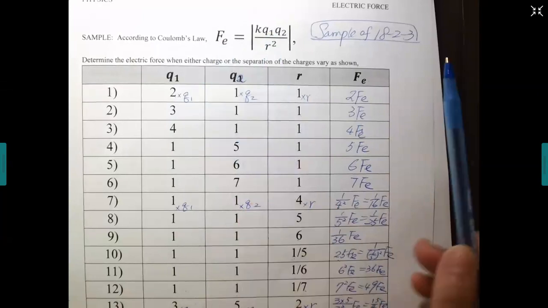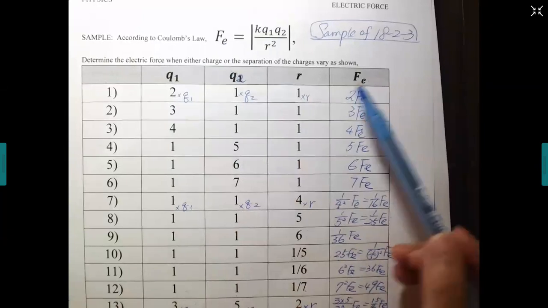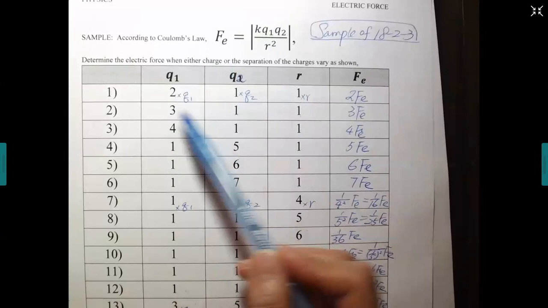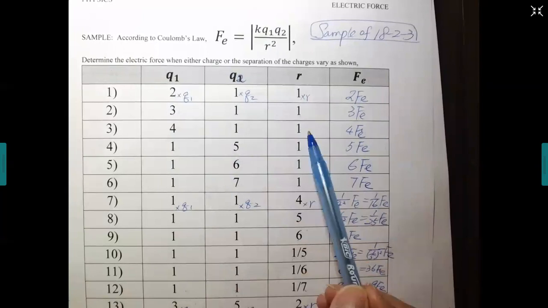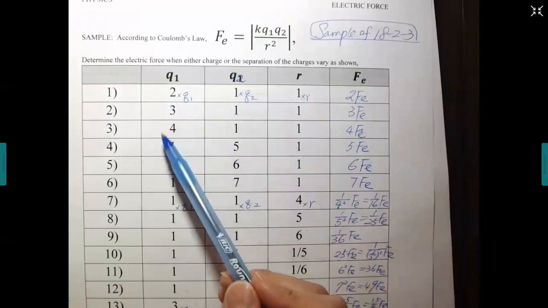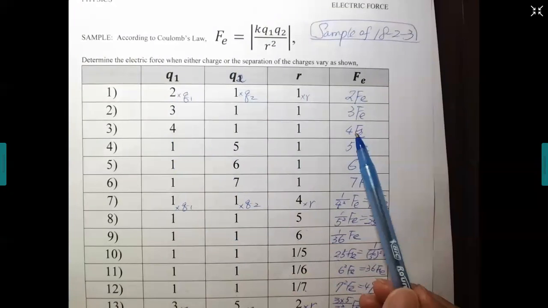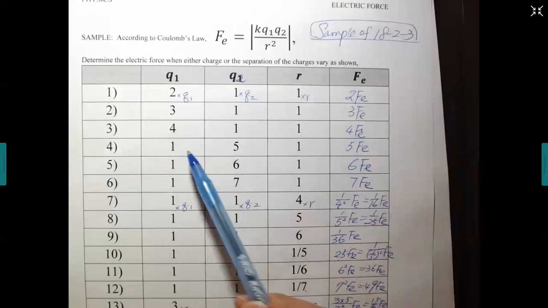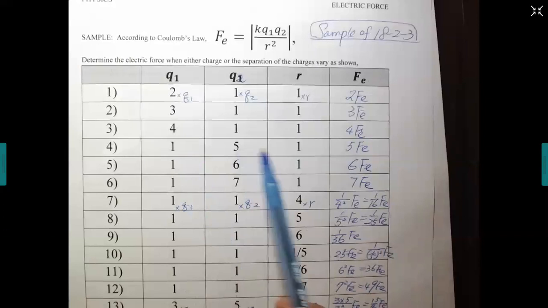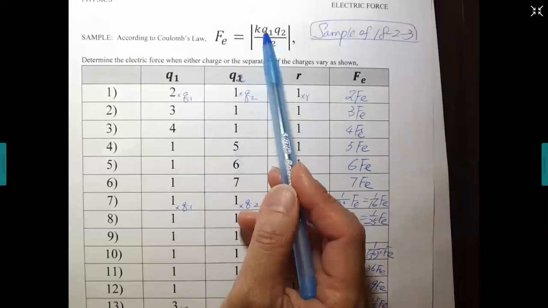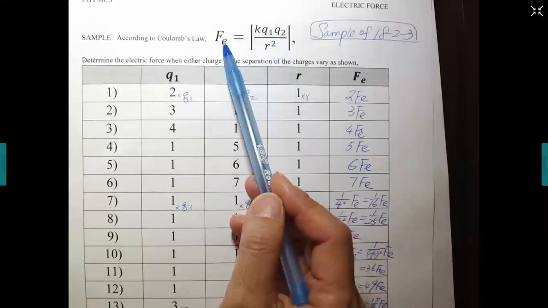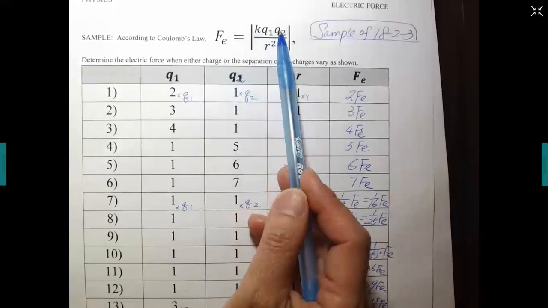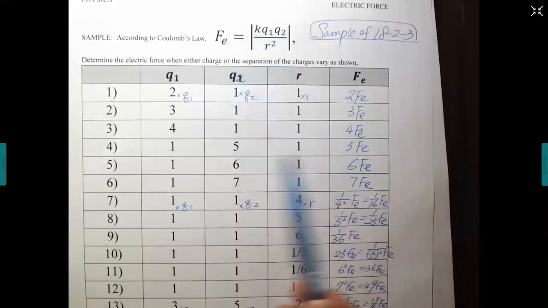So we have double here. If these two stay the same, when Q1 is tripled, force is tripled. When Q1 is quadrupled, the force is quadrupled as well. Now let's take a look. What if Q1 stays the same, separation stays the same, Q2 is 5 times? Q2 and Fe are directly proportional to each other as well. So when Q2 is 5 times, Fe will be 5 times. 6 times, 6 times. 7 times, 7 times.